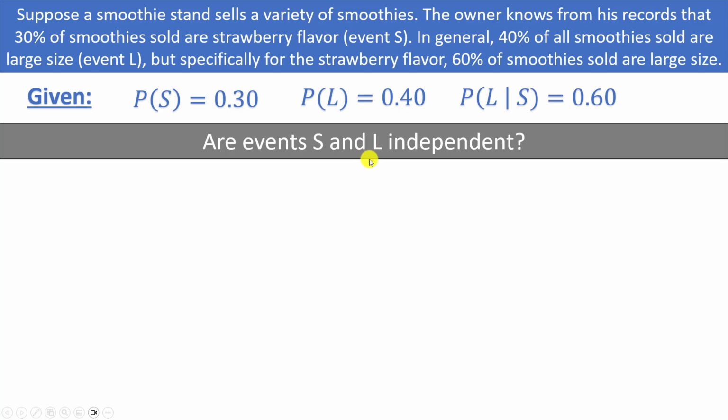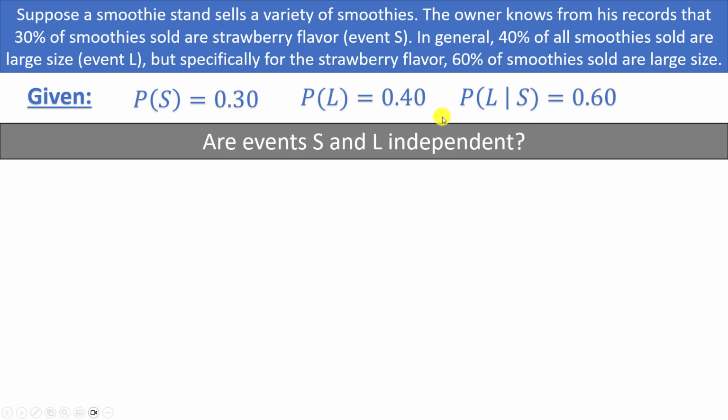Well, we would have to use one of those formulas from the previous slide. And once again, if you understand what is meant by some of this notation, you shouldn't even really need to look back at the formulas, because it should be very apparent that these events are not independent. The probability in general that we have a large size ordered is 40%, but the chance that we have a large size ordered given that we have a strawberry smoothie is 60%. So that means that these two events are not independent.